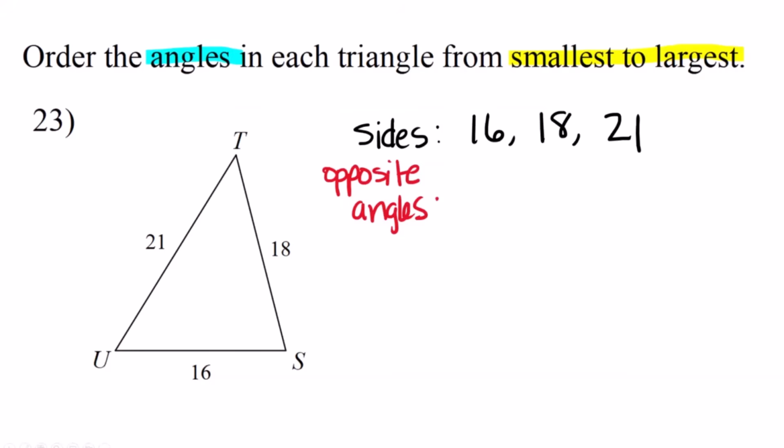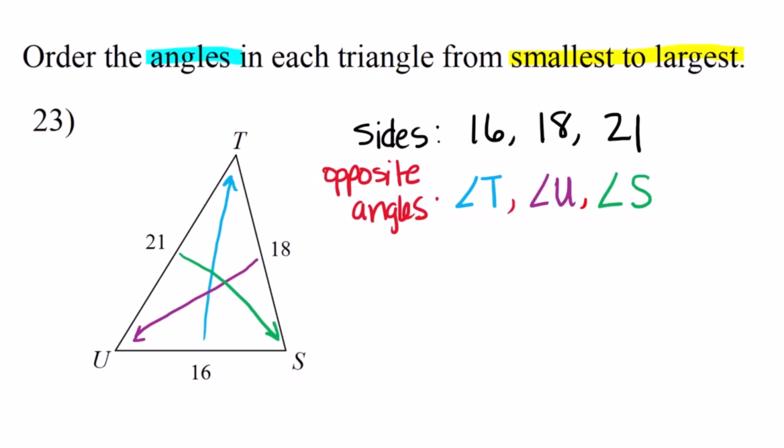16. The opposite angle is T. The opposite angle to 18 is, and the opposite angle to 21 is S. Now, because I put my sides in order from smallest to largest, and then I wrote their opposite angles from smallest to largest, this is your answer. So that's how you do that. The smallest angle will be across from the smallest side. The largest angle will be across from the largest side.